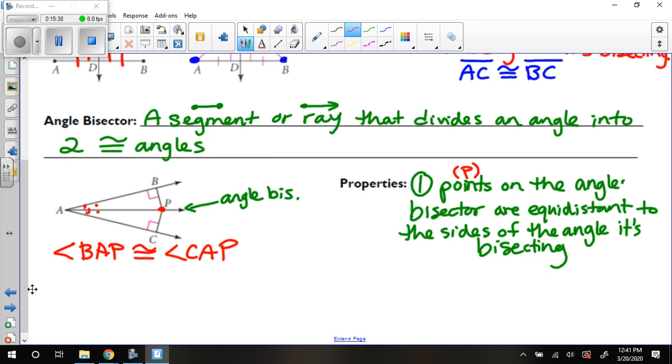So from point P up to point B, because that's on the side of the angle, is congruent, so I can put a little tick mark. Let me make sure you can see that tick mark. Is congruent to the distance from P to C, which is on the other side of the angle. Okay, so I know that BP is congruent to CP because of this property.